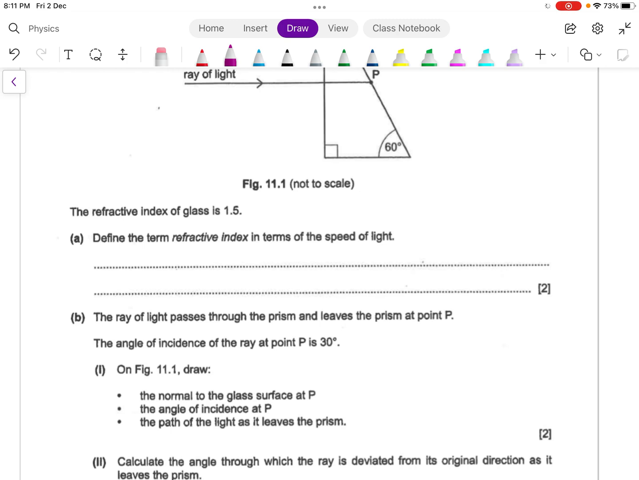So first things first, for a definition you just have to memorize it by heart. But sometimes you must also see the context. Especially for this case, you notice that it's 2 marks, so there's more than meets the eye. So let's write down first.